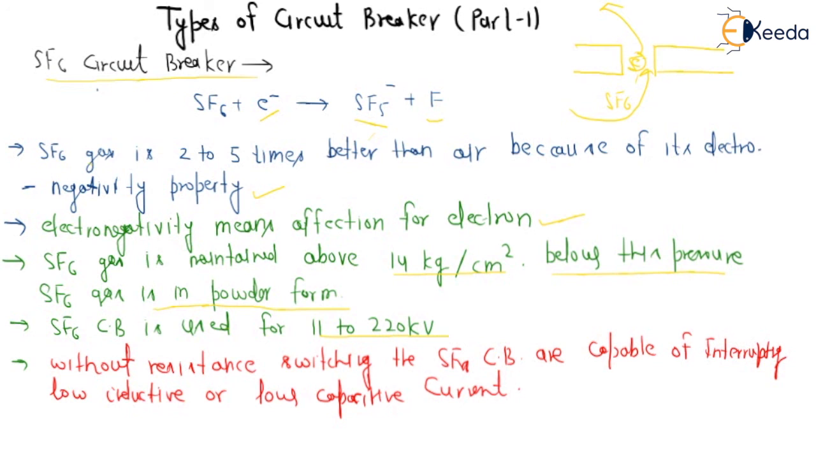And one more point: without resistance switching, SF6 circuit breakers are capable of interrupting low inductive or low capacitive current. Basically, the SF6 circuit breaker is suitable for the current chopping phenomenon. Because if we interrupt at natural current zero, we need a more powerful medium than air. That is why we use the SF6 circuit breaker.